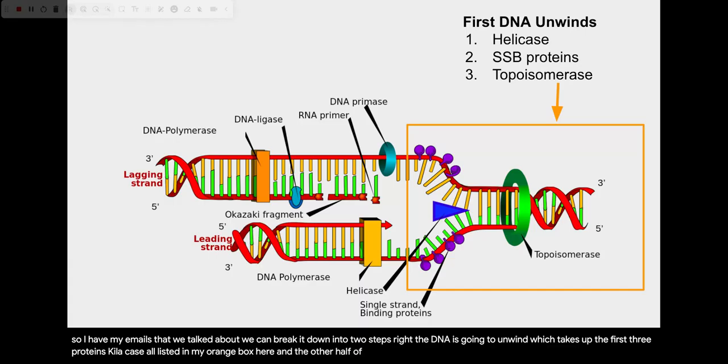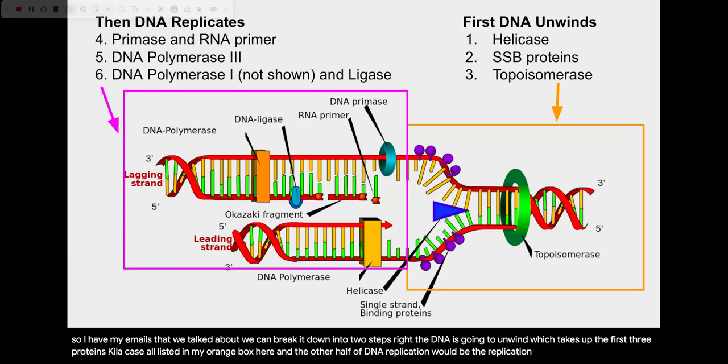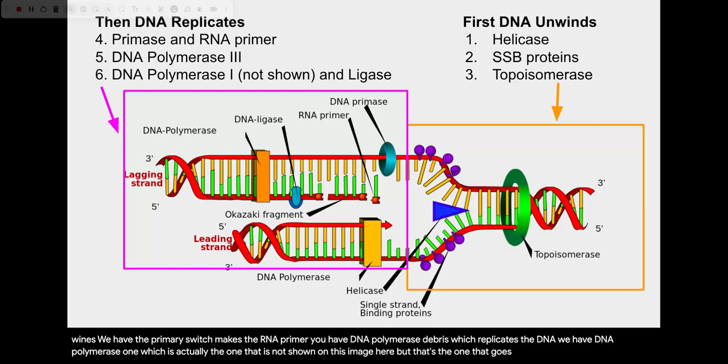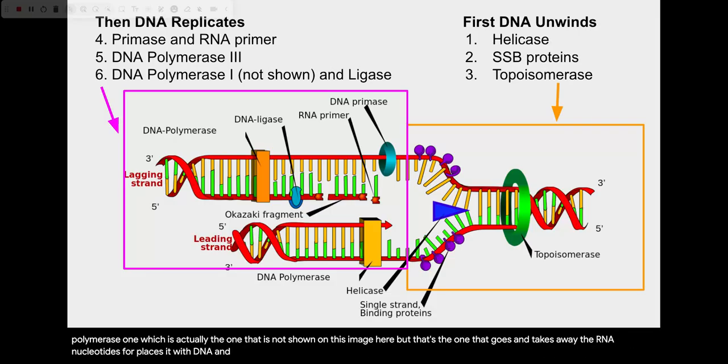And the other half of DNA replication would be the replication part. So first DNA unwinds, then DNA replicates. That's where we get all of our other enzymes coming into play here. We have the primase, which makes the RNA primer. We have DNA polymerase III, which replicates the DNA. We have DNA polymerase I, which is actually the one that is not shown on this image here, but that's the one that goes in, takes away the RNA nucleotides, and replaces them with DNA. And then we have ligase, which glues it all together.